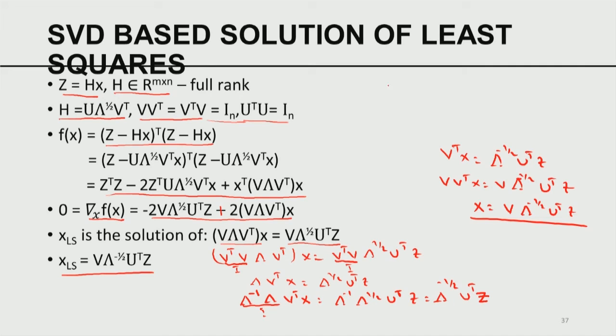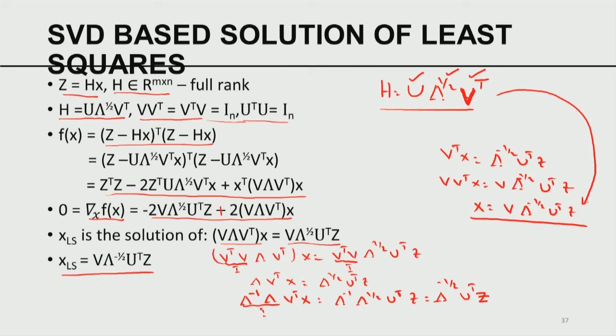Therefore, if I am able to express my H to be equal to U lambda to the power half V transpose, I have found U, I know lambda to the power half, I know V transpose. All the factors are used here, so I can readily use the factors that I find in the SVD and express my least square solution to be this.